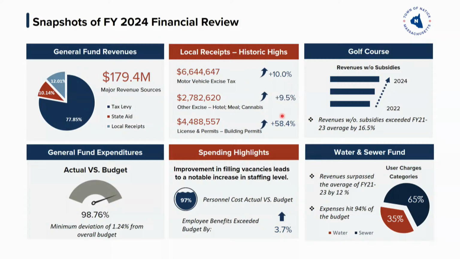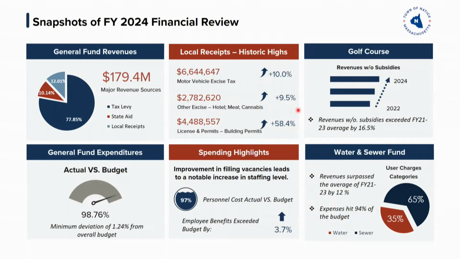Other excise tax, hotel, motel, meals, and cannabis, was also up 9.5%, which is also a bit of a surprise. People are evidently buying new cars and then going out to eat, which is fabulous for us. $2,782,620. Also, just a little note with regards to cannabis: we are finally seeing some revenue from cannabis. I believe it's $91,437. A little bit below our expectations in that area, but we do feel that that is a growth area in the near-term future.